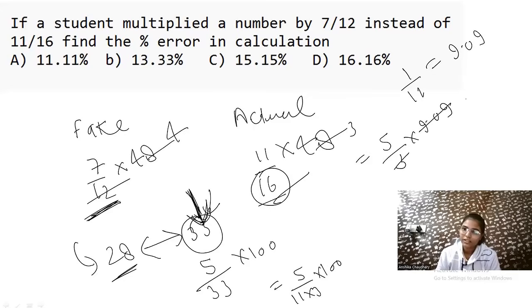So we can take it like this: 3.03. So it will be 15.15. Okay, so 15.15% will be the error in the calculation. I hope it makes sense. So yeah, that's all.